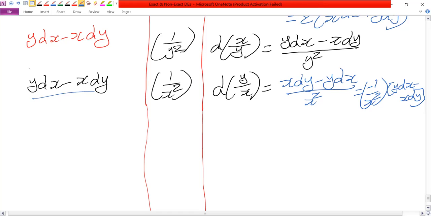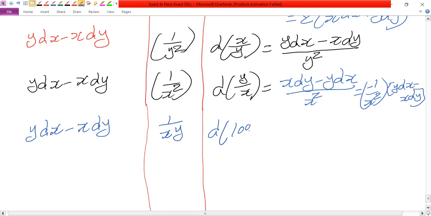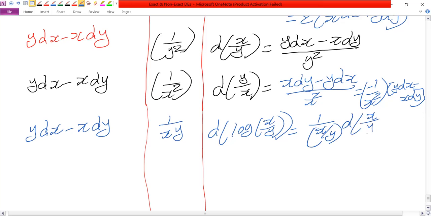Okay, so these are separate cases, and in the same manner, the same group of terms I am taking, y dx minus x dy. If I take y dx minus x dy, then the group integrating factor may be 1 by xy. In this case we are going to get the differentiation of d of log of x by y. So what is the differentiation of log function? Differentiation of log x is 1 by x. In place of x we have x by y, so 1 by x by y into d of x by y. Now again the reciprocal of x by y is y by x, and the differentiation of x by y is y dx minus x dy by y square.